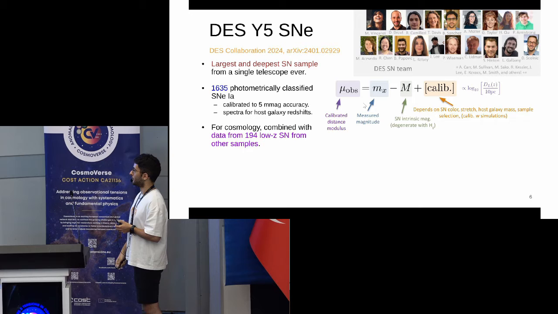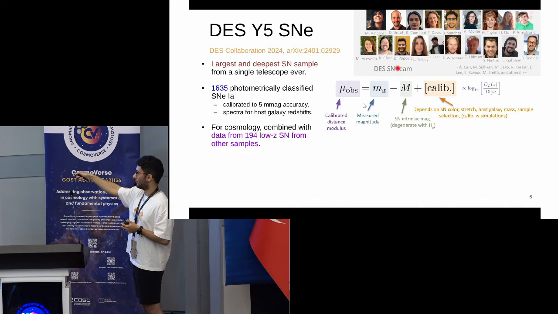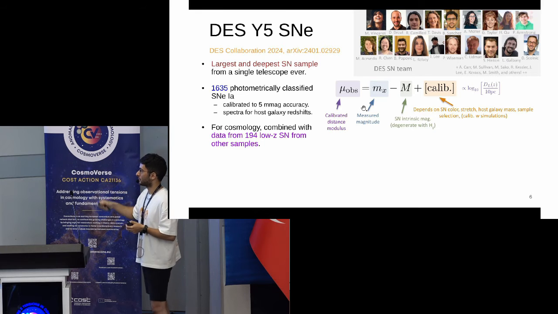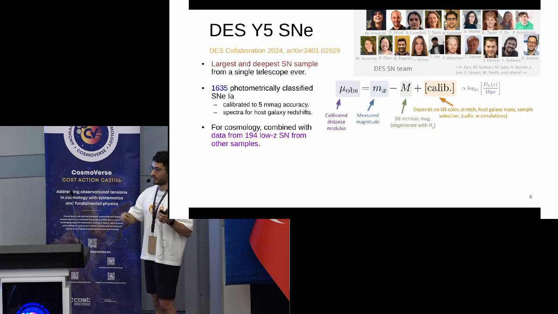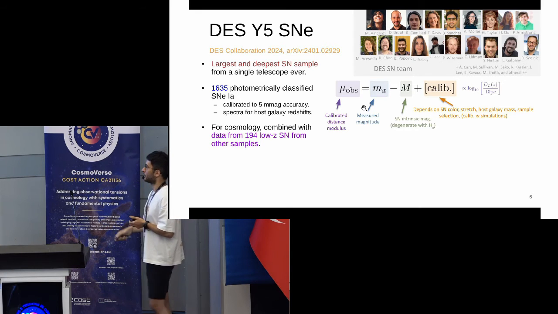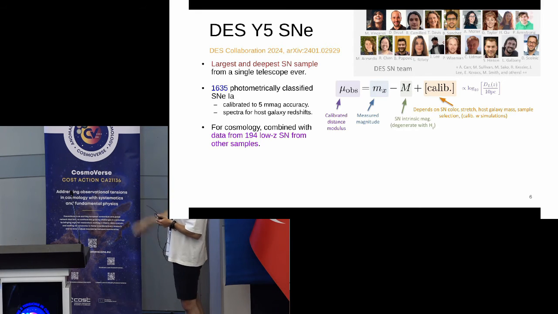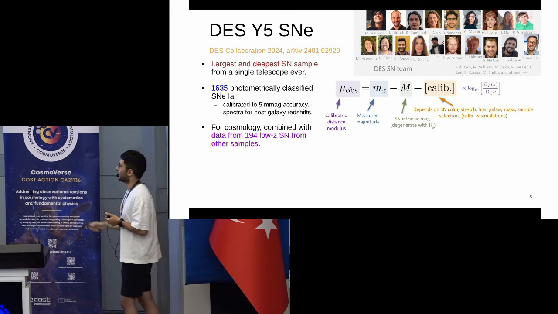Basically, what we measure is the calibrated distance modulus that depends on the measured magnitude and on the supernova intrinsic magnitude, which is degenerate with H0, and unless supernovae are calibrated, we don't have access to this number. And then it also depends on the calibration, like supernova color, stretch, and all the stuff. And this is proportional to the luminosity distance as a function of redshift, as I said before.